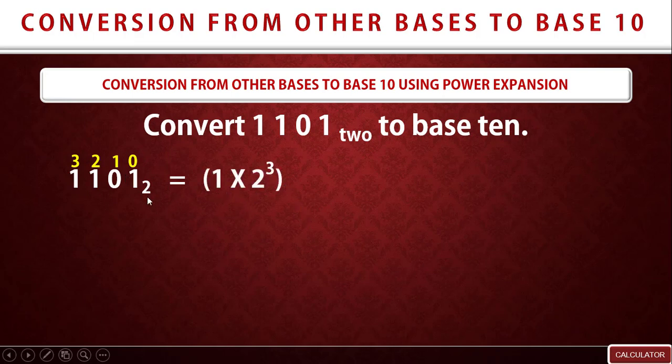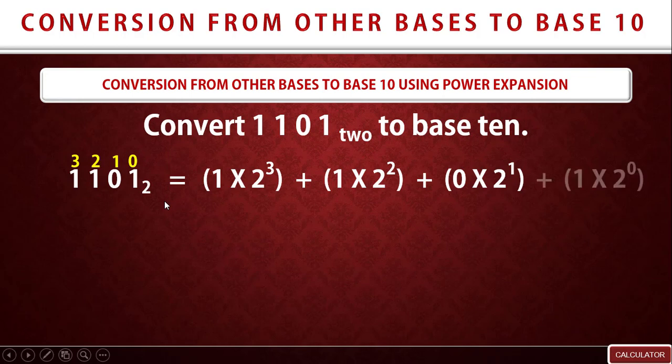Then we say plus, we have to do the next digit now. That will be 1 times 2 raised to the power 2. You get that? Then the next one will be the third digit, 0 times the base raised to the power 1, 0 times 2 raised to the power 1, and then the last one there will be 1 times 2 raised to the power 0. Okay, you get this now.